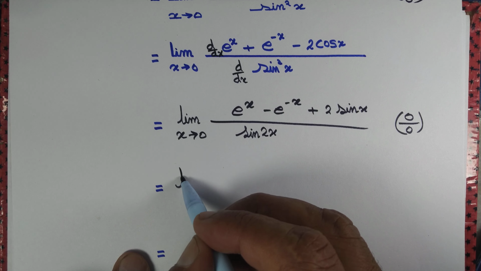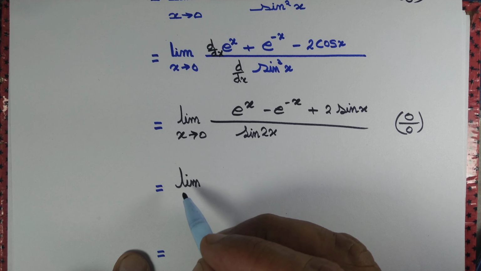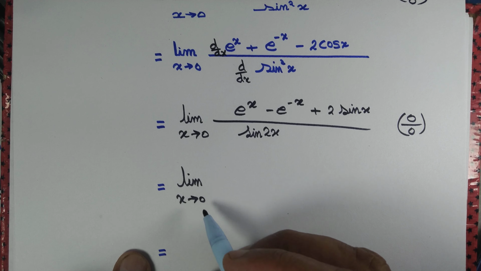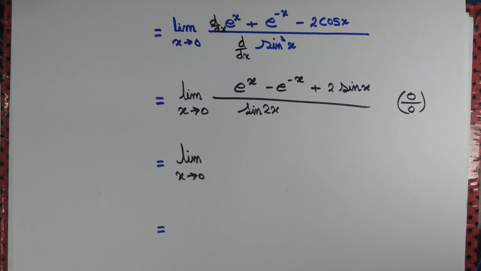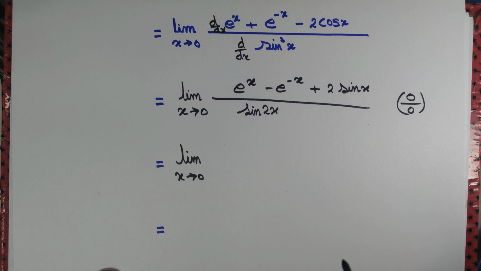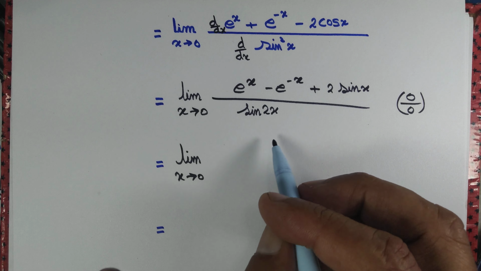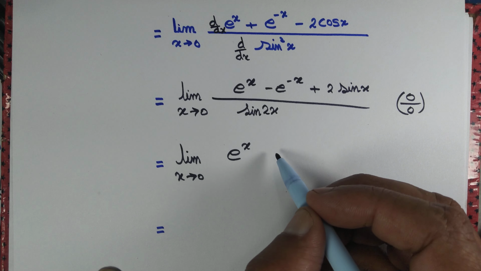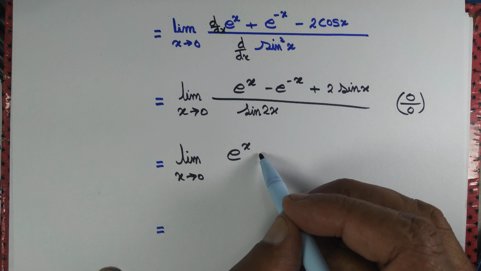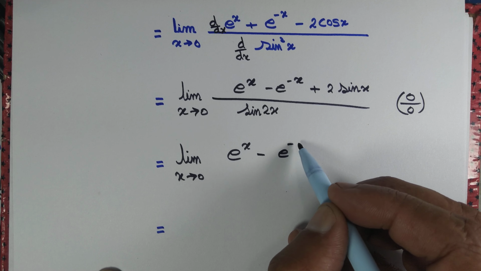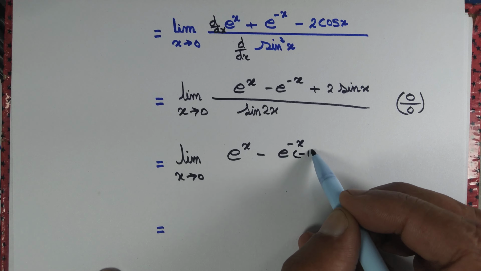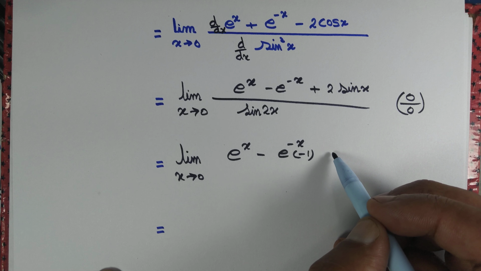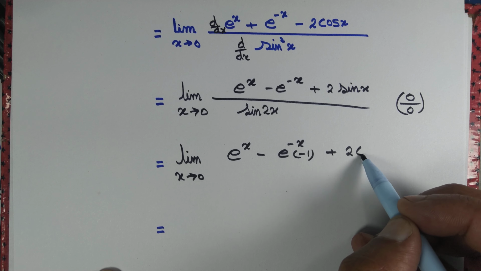And this must be equal to the limit as x tends to 0. Of course, while applying L'Hopital's rule, we must make sure that the limit exists. We assume that the limit exists. The derivative of e^x is once again e^x. The derivative of e^(-x) is e^(-x) times minus 1. The derivative of sin x is cos x.